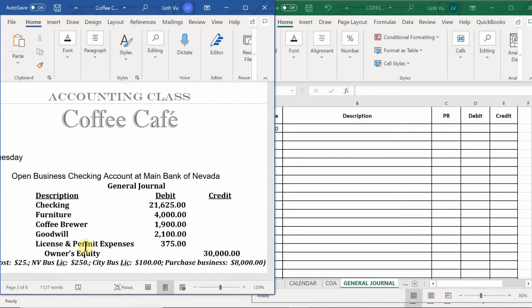Our assumption is we open the bank account. So what are we going to do? We can't have $30,000 in our pocket. We must dump the money into our checking account. So here it is: we have $21,000 left in our hands to dump into the checking account. We spent $4,000 on furniture, we spent $1,900 on a coffee brewer, and then we also paid for goodwill.